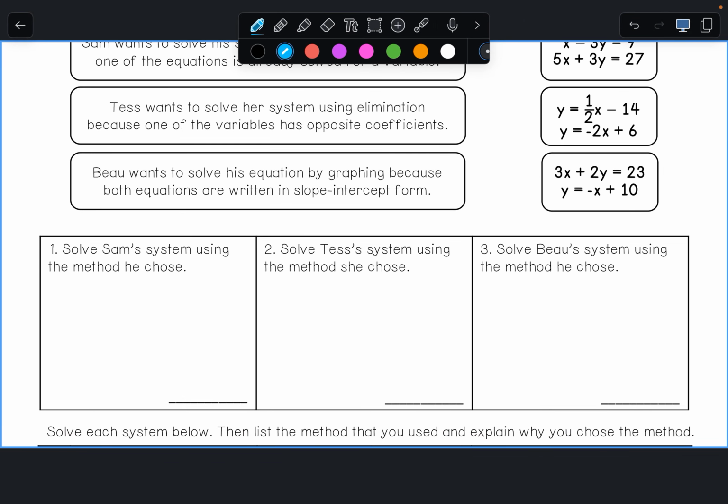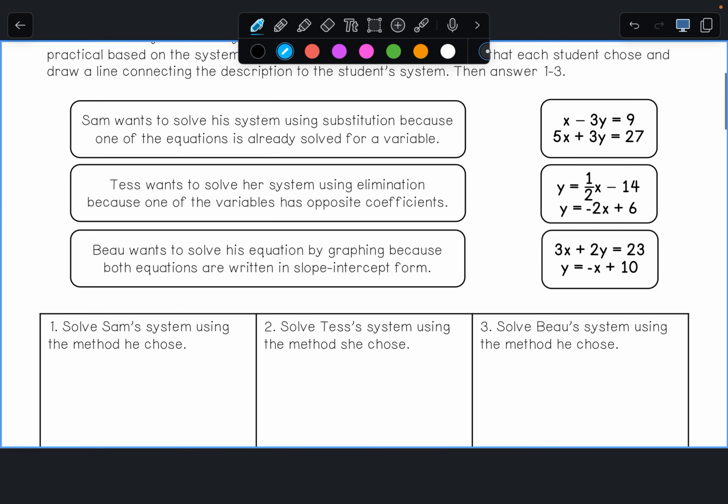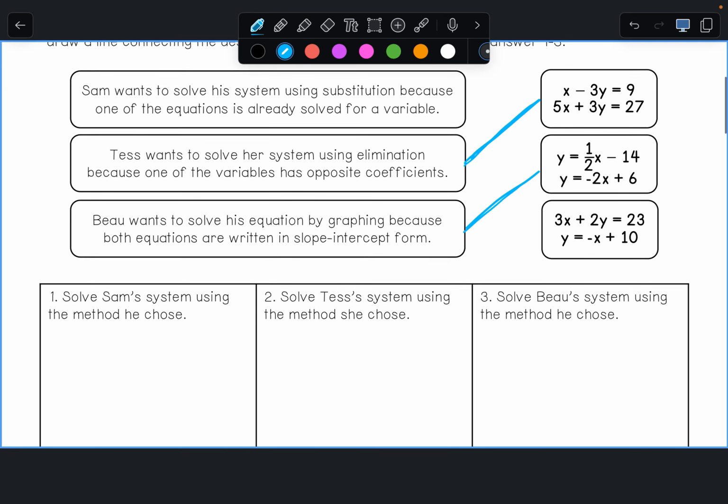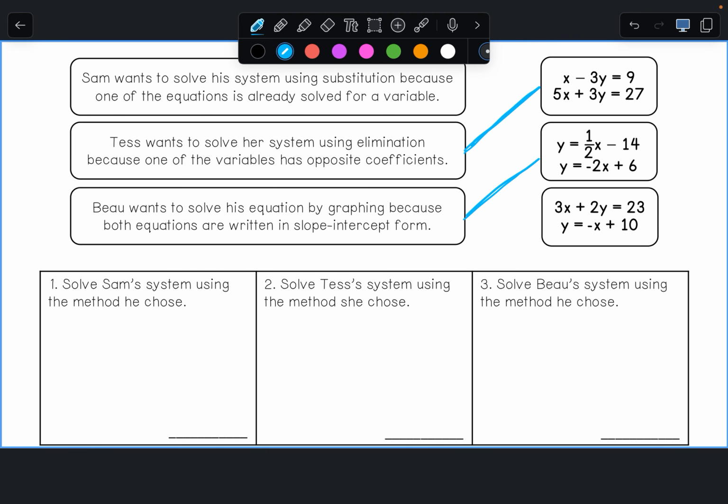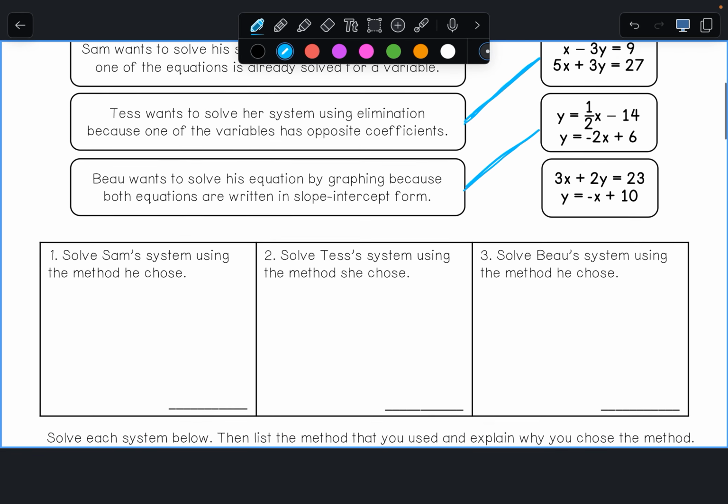We're gonna skip over Sam's. We're gonna solve Tessa's system. Okay, so Tessa's system was this one, and Bo's is this one. Two different systems. If you look at Tessa's system, what type of equations are those? They're written in what form? They're written in standard form. So if they're both written in standard form, what method would you use?